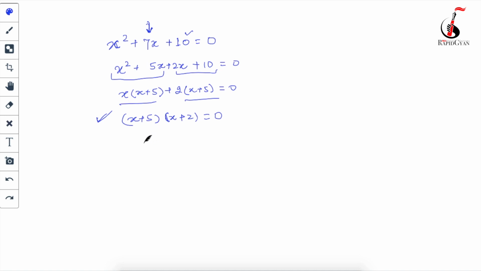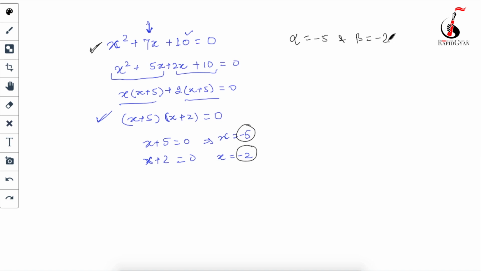So either x plus 5 will be equal to 0 or x plus 2 equal to 0, correct, then only you will get the answer 0. So if x plus 5 is equal to 0, your answer will be x equal to minus 5, and in this case x will be equal to minus 2. So minus 5 and minus 2 are nothing but the zeros of the polynomial. So I can say alpha is equal to minus 5 and beta is equal to minus 2. So you got the zeros of the polynomial.